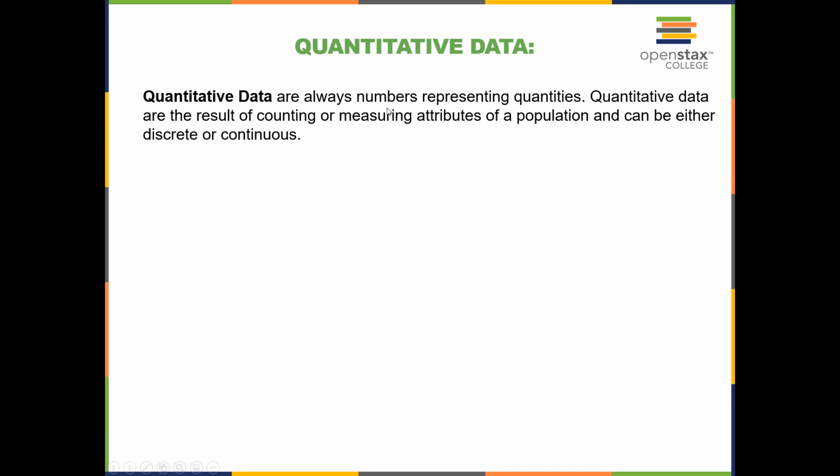Quantitative data are always numbers representing quantities. Remember that not all numbers represent quantities. We talked about Social Security numbers in part 1 of this lesson. Social Security numbers are for identification only. Quantitative data are the result of counting or measuring attributes of a population and can be either discrete or continuous.